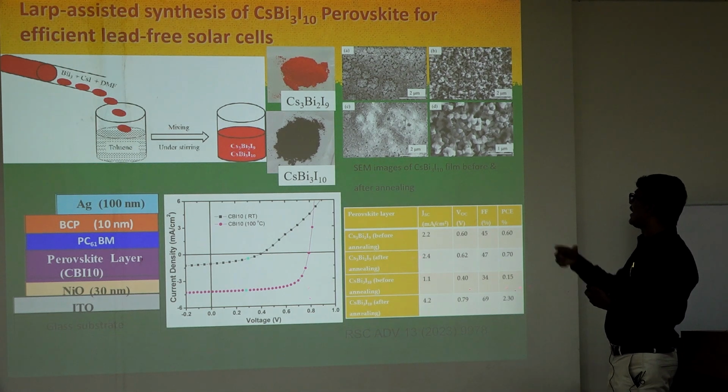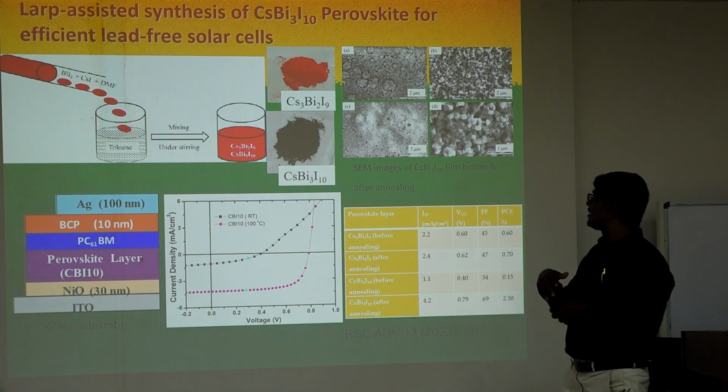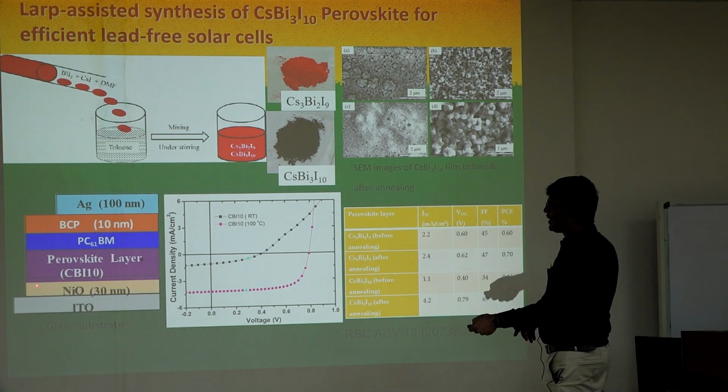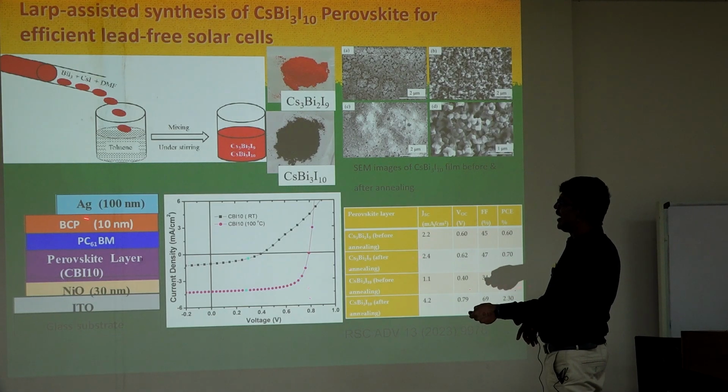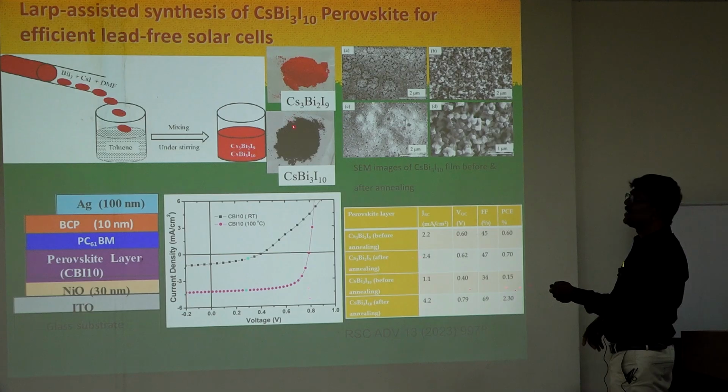Then we dropped that and gave this material once again to Dr. Jagadish, and there in Australia they make a solar cell. They use ITO, nickel oxide, this perovskite material, fullerene and BCP, another material they use here, and then silver. So this compound, cesium, is very important here.